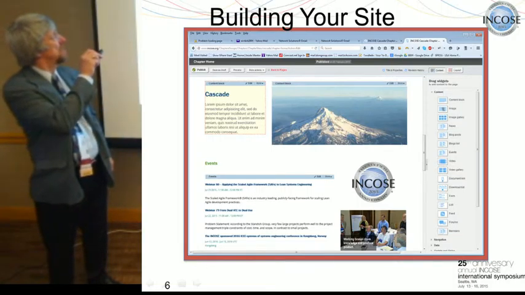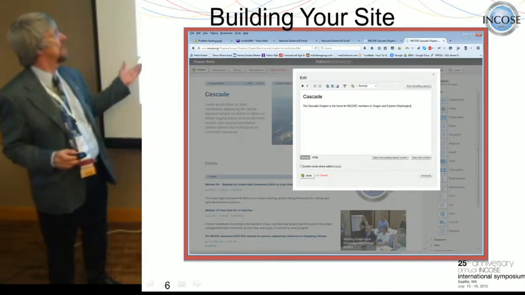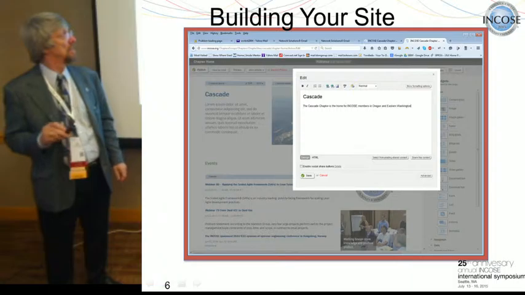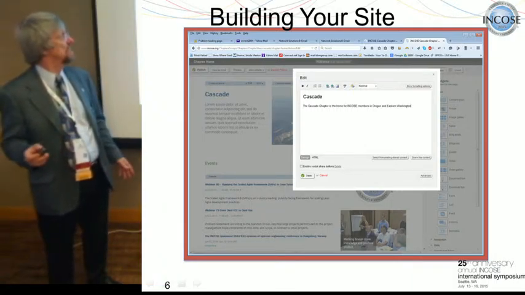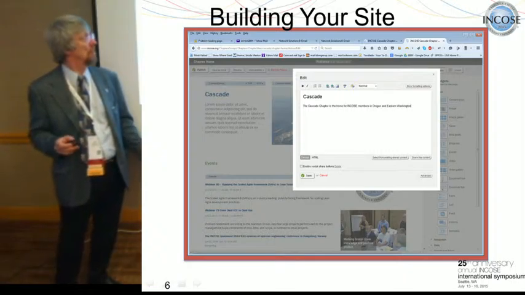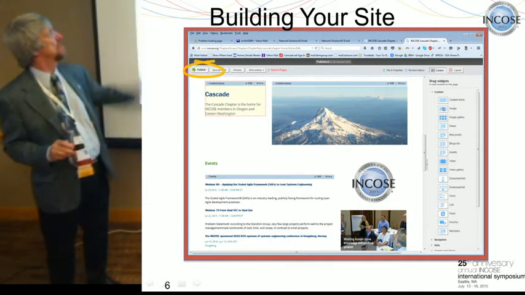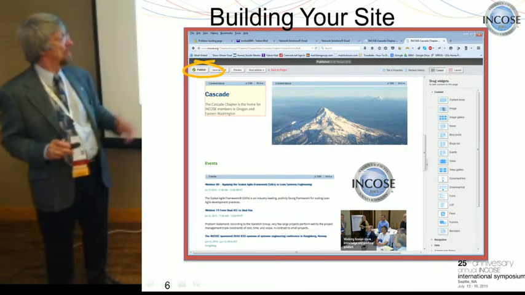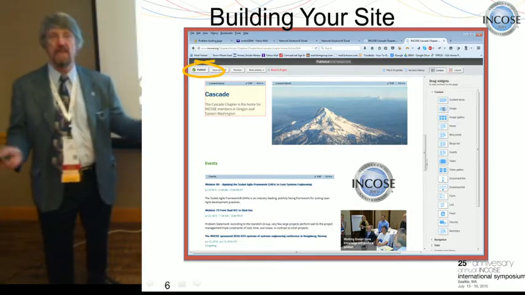Now I'm going to change the text. The other thing we need to do is just change that bit of text. Exactly the same process: click on the edit. I pasted in a very brief little bit of text: The Cascade chapter is the home of INCOSE members in Oregon and Eastern Washington. And we click save again, and that text replaces the area there. That's all that you really need to do to start off with: here's my page.